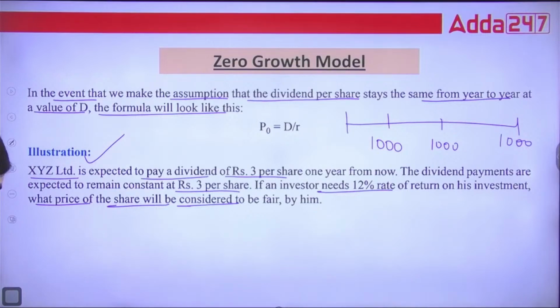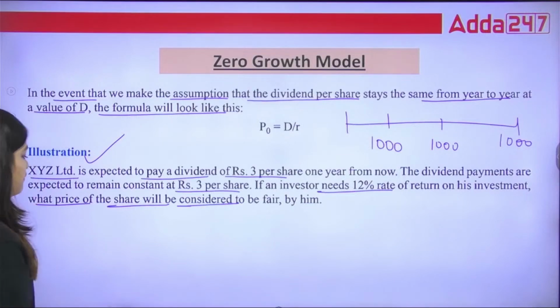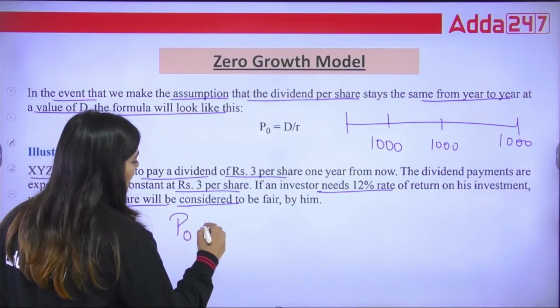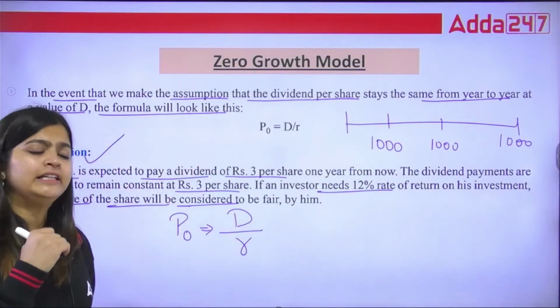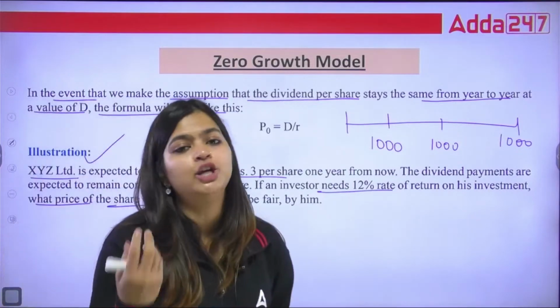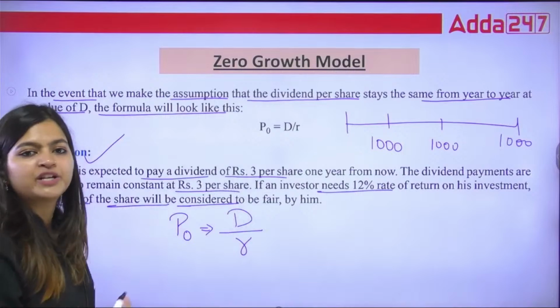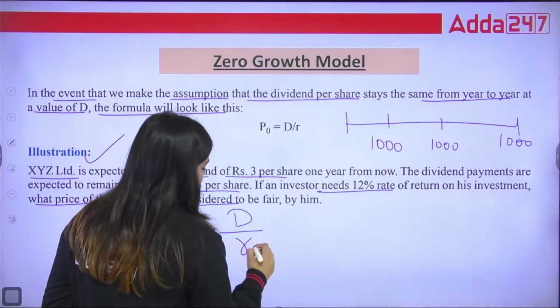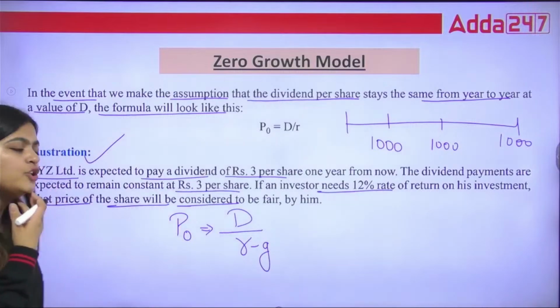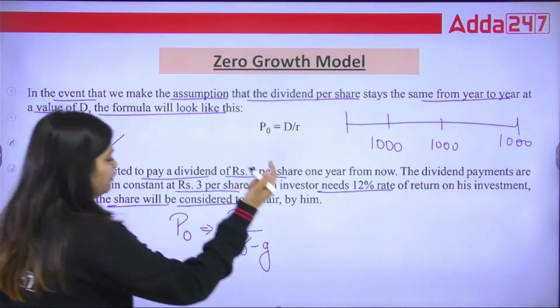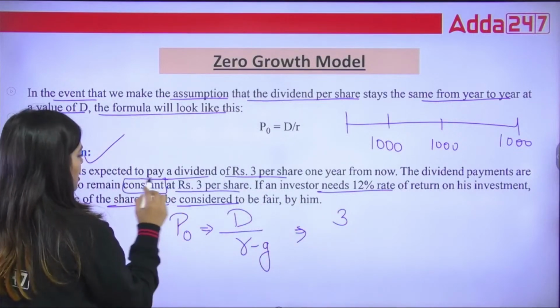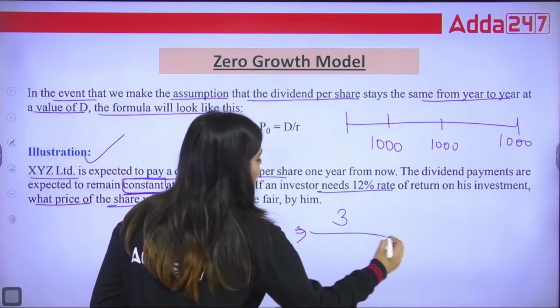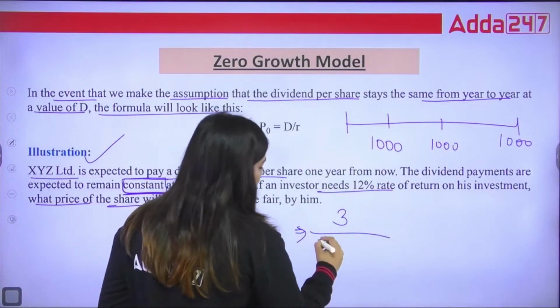In this, they are asking what is the actual value, what is the actual price? Again, we are going to use the formula D divided by R. Why are we not taking D1? Because in this, we are not going to expect any growth. If you are wondering which formula this is, you can use the previous formula also. Remember, this 3 is your constant, means every year you are going to receive the 3. In this, your rate of return is your 12%.